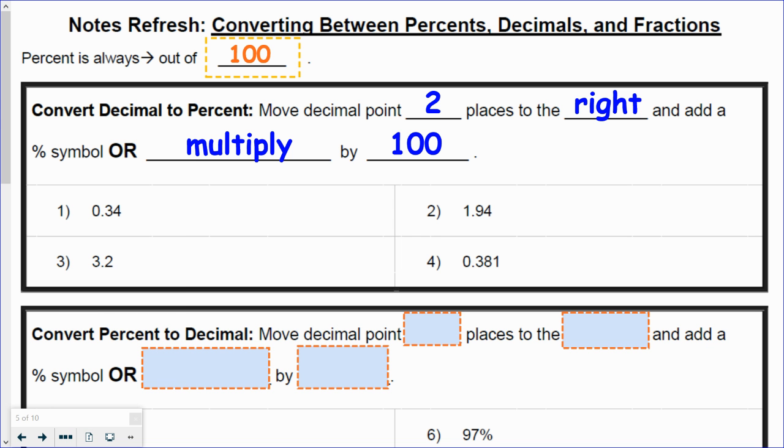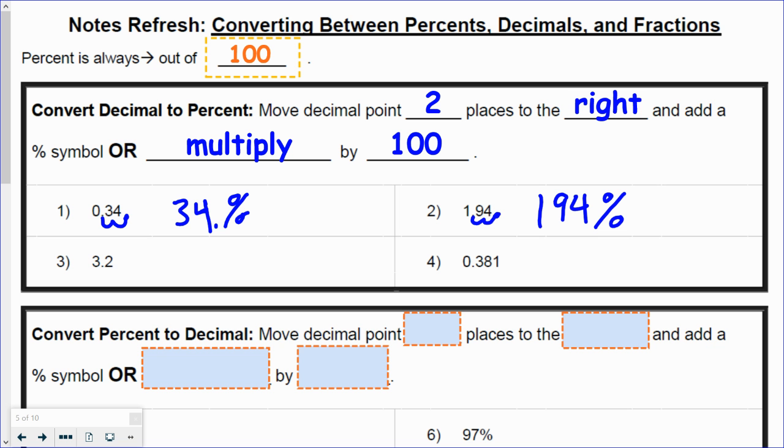Okay, so the first one, doing the 2 hops. We take this decimal and we're going to go 2 hops to the right. So this is actually just 34. All I did was move my decimal to after the 4. Number 2, my decimal is between the 1 and 9, and I take 2 hops to the right to make it 194. Oops, I forgot to add my percent. We're moving from decimals to percent. So these should all have a percent sign.